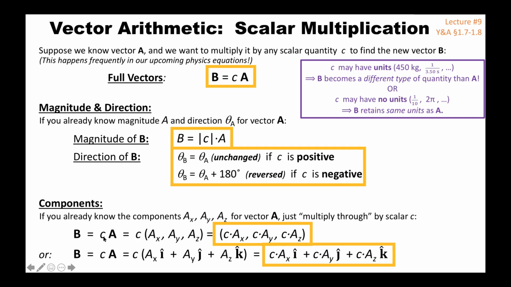So spelled out, what does that look like? If A is written out in ordered pair notation like this, then we would take C and multiply it against each of the components of the ordered pair. If A is written out in i j k hat or x y z hat notation, then same thing. You multiply C, the distributive property, against every one of those coefficients of each of those unit vectors. And that's it. And you're done.